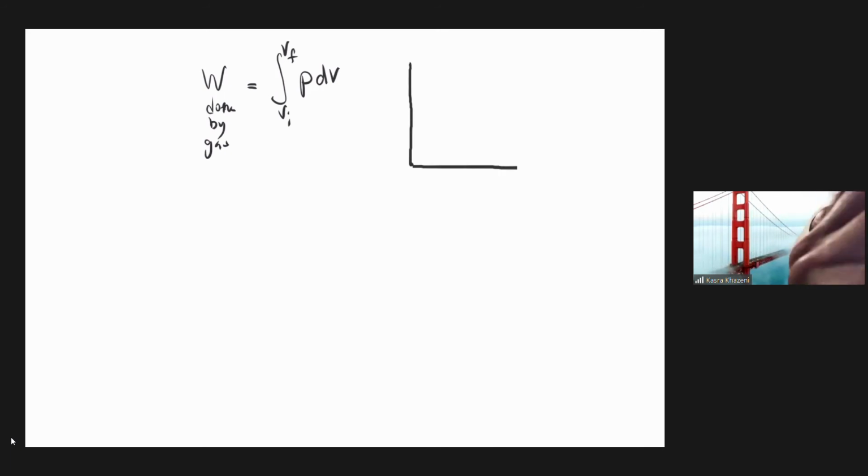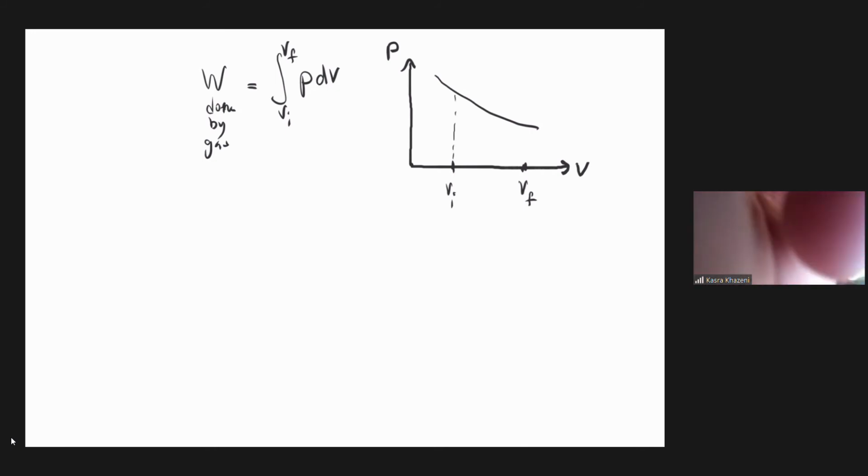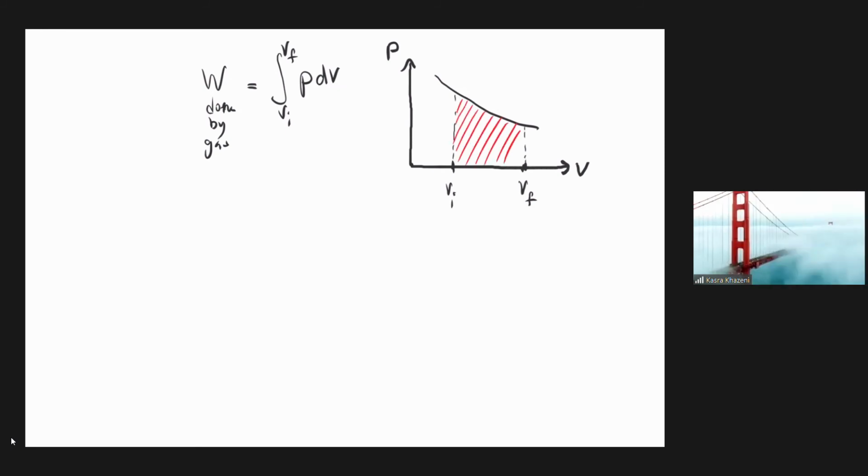Well, we're going to plot pressure versus volume for the gas. And suppose the pressure goes in some direction like that. That's the function for pressure. Now you want to find out how much work was done by the gas going from this initial volume to this final volume. Well, according to that integration, the area under this curve between those two limits is the amount of work.